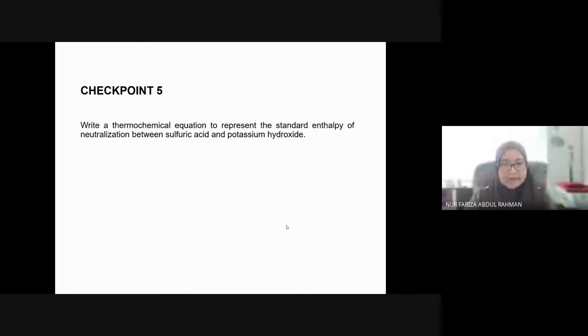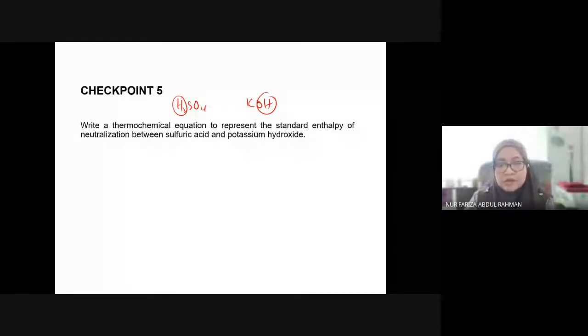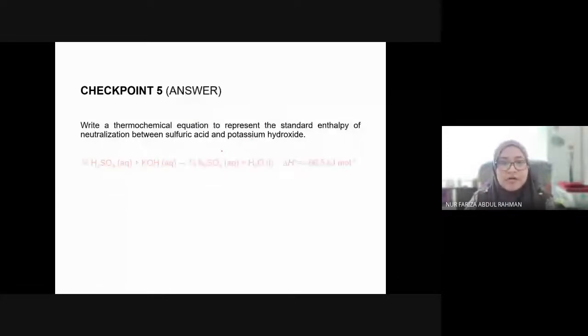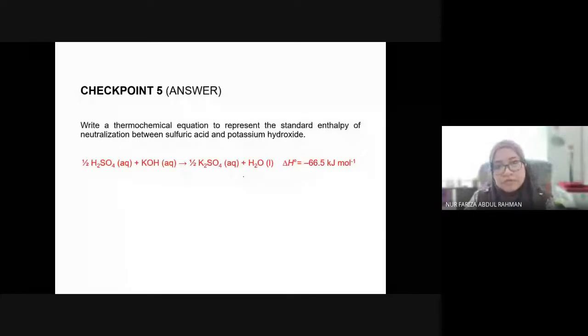All right. Okay, so let's go through the answer. So sulfuric acid H2SO4 and then potassium hydroxide is KOH. Okay, so we have one OH and then here we have two hydrogen. So this is 1:2 ratio. Okay, so the ratio is 1:2. Maksudnya you kena buat macam tadi lah yang calcium just now. Alright, so this is your thermochemical equation for the enthalpy of neutralization.